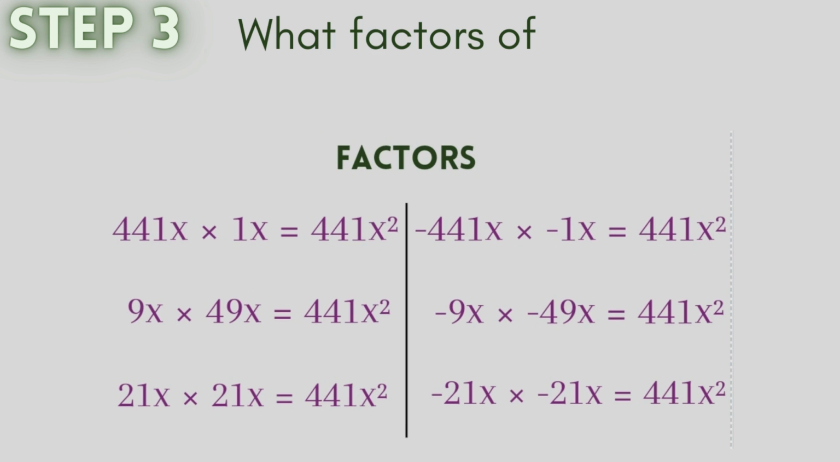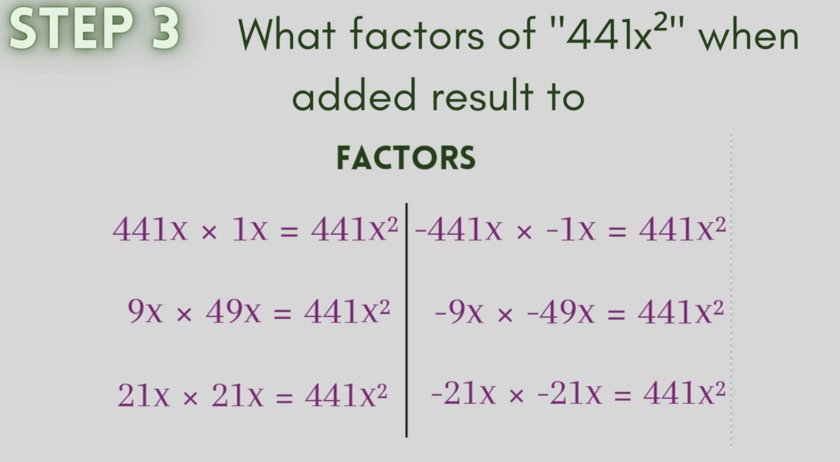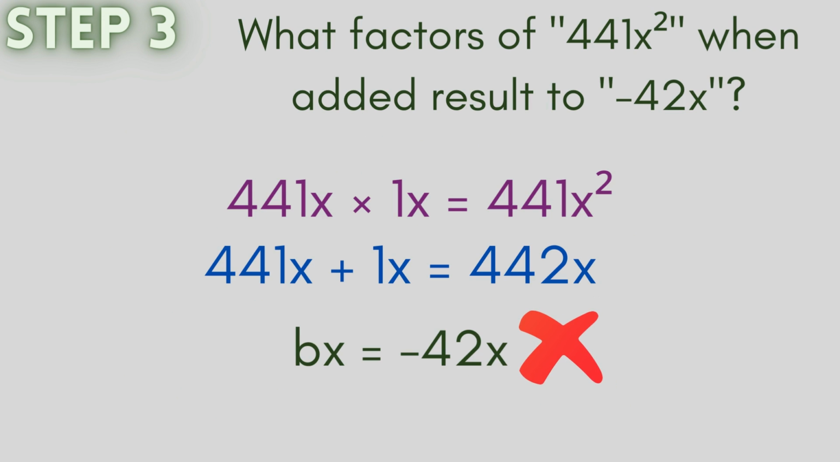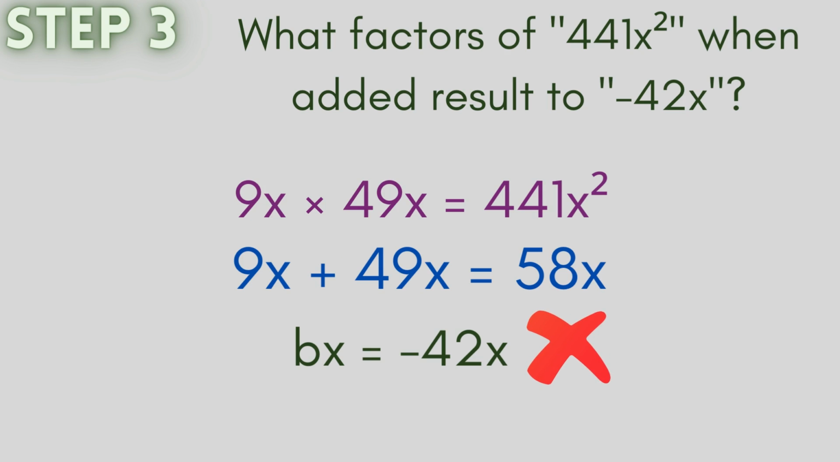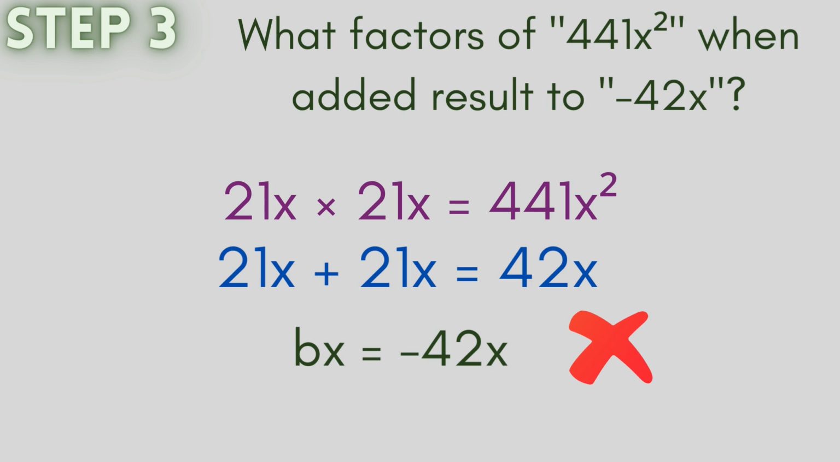So, consider the first pair of factors of 441x square, 441x and 1x. When we add them together, we do not obtain minus 42x, right? So, let us consider another pair of factors of 441x square, 9x and 49x. Of course, on adding them, we get 58x, which does not equal minus 42x, which is the bx value of our equation. Let us consider the next pair, 21x and 21x. When we add them, we get 42x, which is not minus 42x, right?